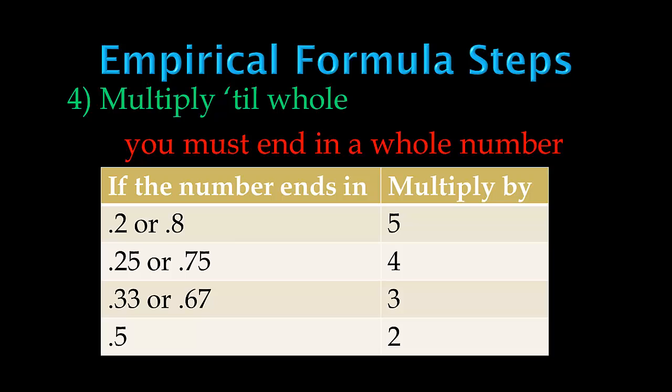In order to multiply till whole, for instance, if your number ends with a 0.2 or a 0.8, you're going to multiply by 5. If it ends in 0.25 or 0.75, you're going to multiply by 4, 0.33 or 0.67 by 3, and 0.5 by 2.